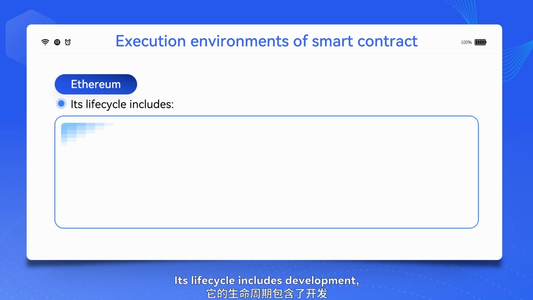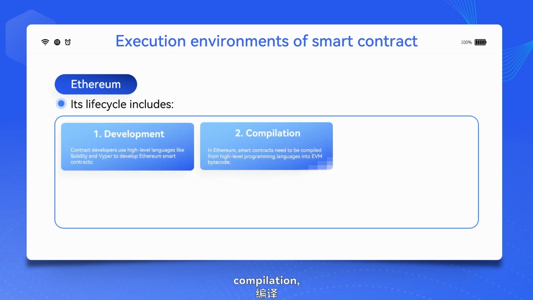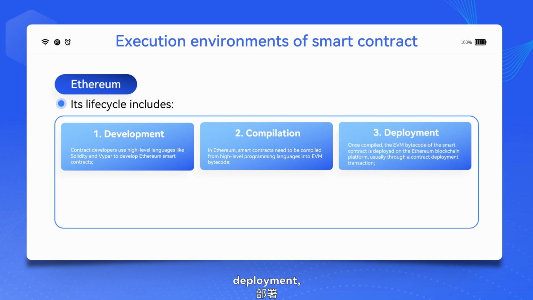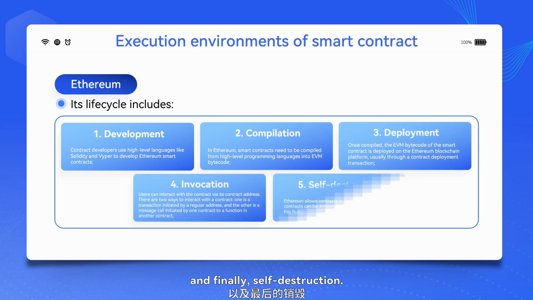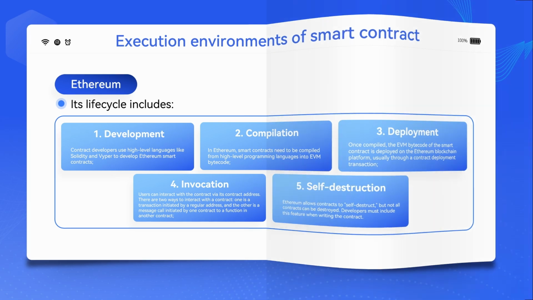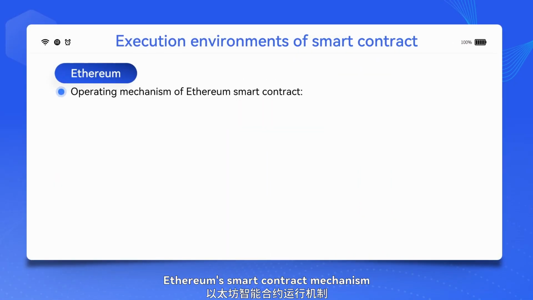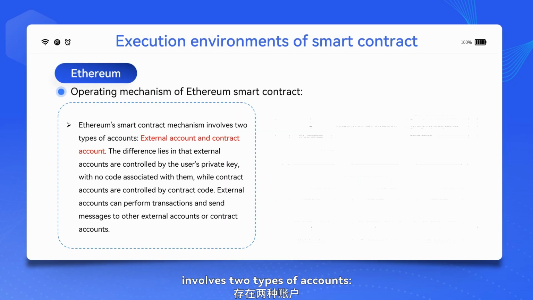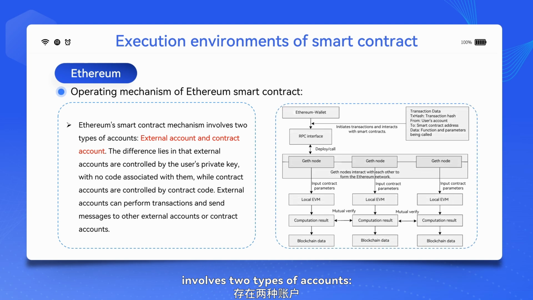Its life cycle includes development, compilation, deployment, invocation, and finally, self-destruction. Ethereum's smart contract mechanism involves two types of accounts. One is the external account, controlled by the user's private key, with no associated code. The other is the contract account, controlled by the contract code.